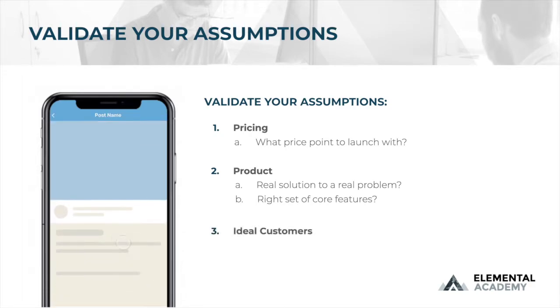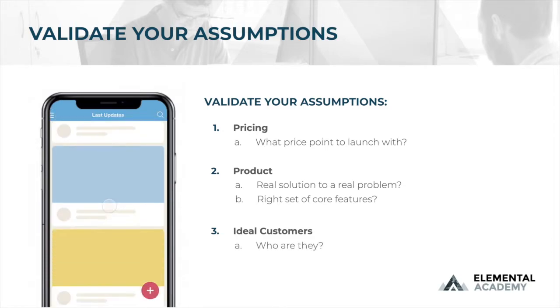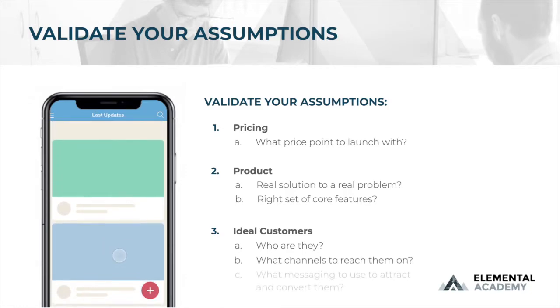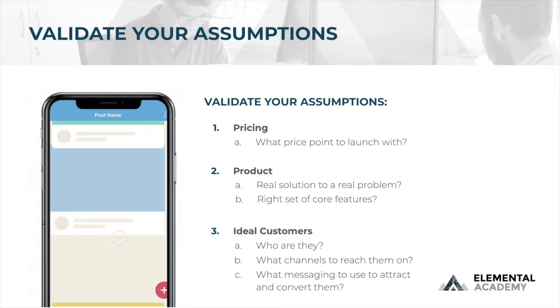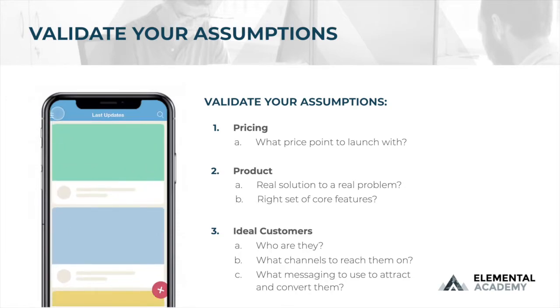The third type of assumptions you need to validate are around your ideal customer profile. Did you correctly define customer segments that have a strong need for your product? Also, did you identify the best channels to reach them on? And did you craft a compelling message to attract and convert them? These are the 3 types of hypotheses you need to validate as soon as your MVP is ready and in your hand.